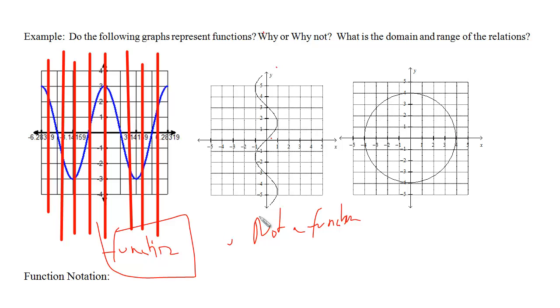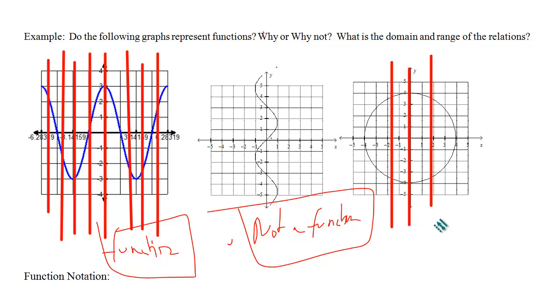But again, a simple vertical line test is all it takes to determine that. We see the same thing here with the graph of a circle. Intercepts here and here, so this would not be a function.